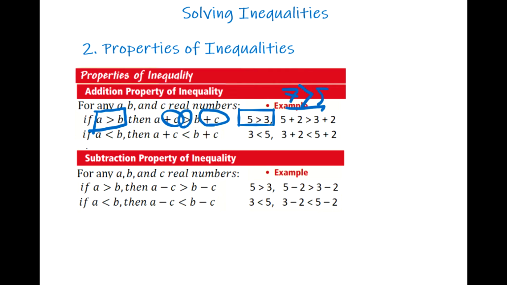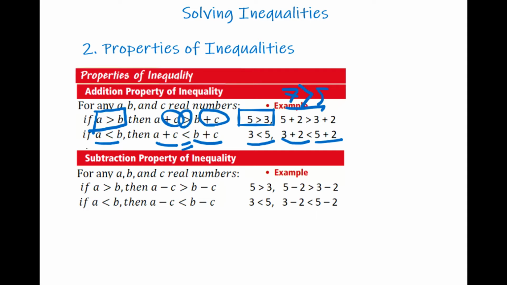And if we have A is less than B, and still, if we add any number like C on both sides, the direction of that sign is not going to change, it's going to stay as it is. So again, suppose that we have something like 3 is less than 5, and if we add 2 on both sides, still we're going to have 3 plus 2, still it's going to be less than 5 plus 2.